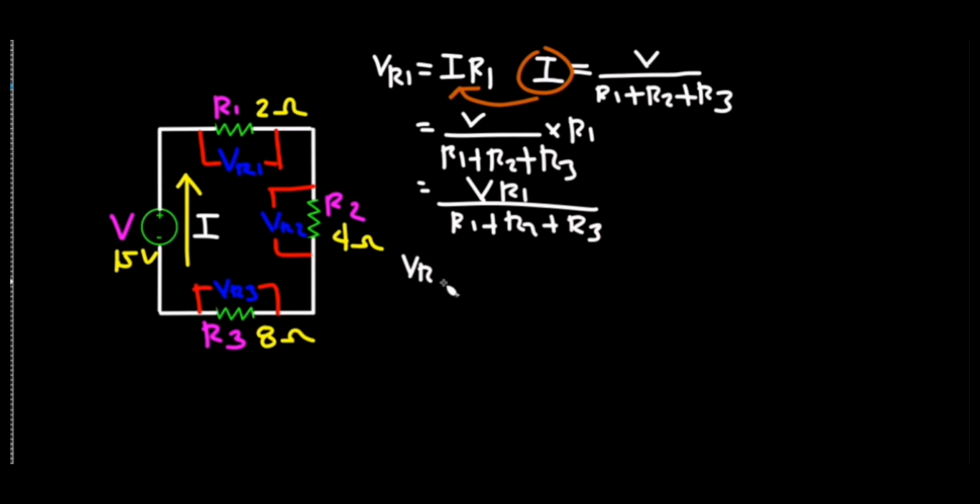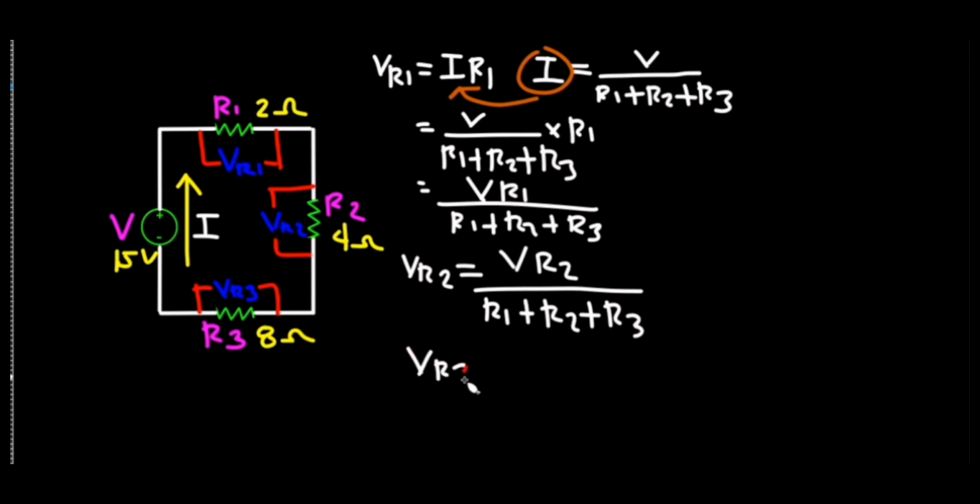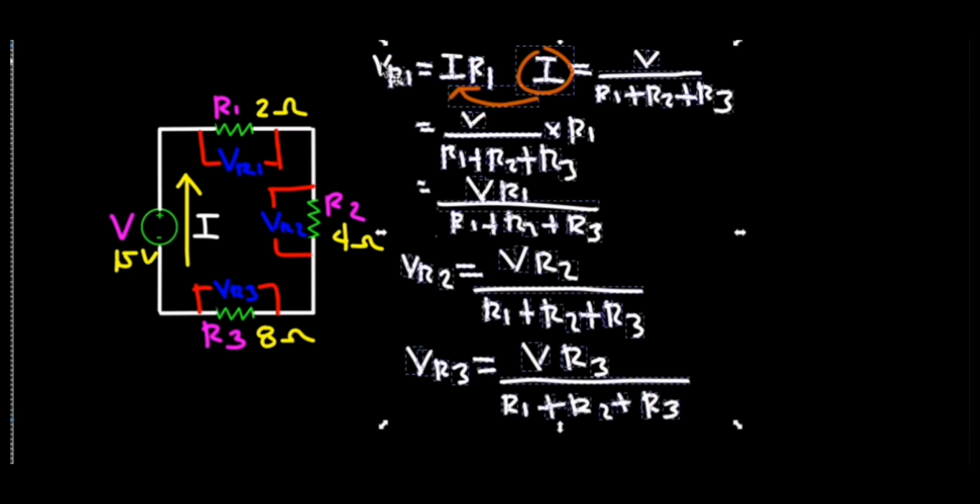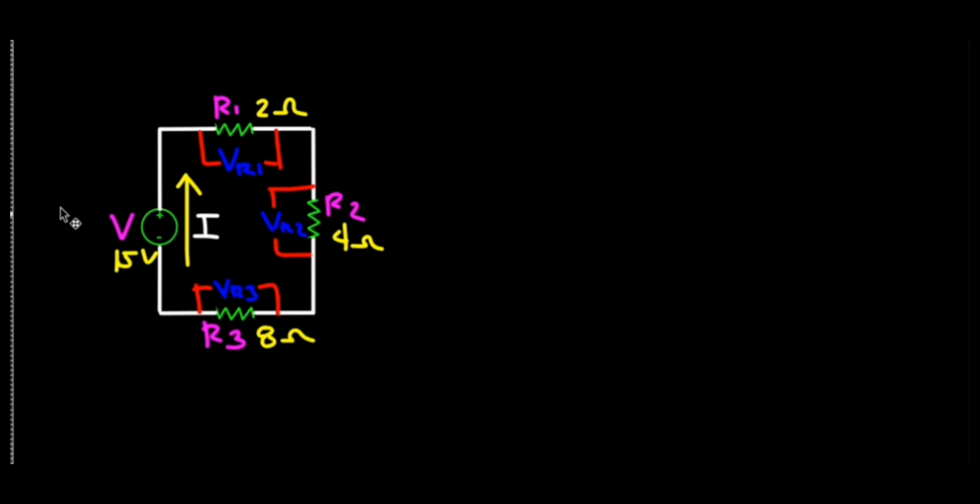So it follows that VR2 is equal to V times R2, all over R1 plus R2 plus R3. Then VR3 is equal to V times R3, all over R1 plus R2 plus R3. Now, we substitute the given values.